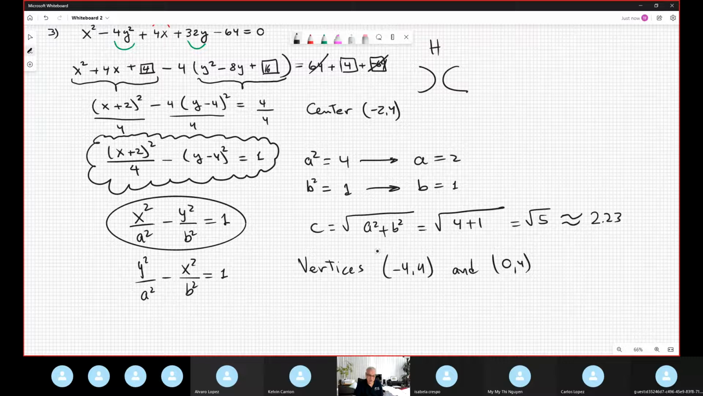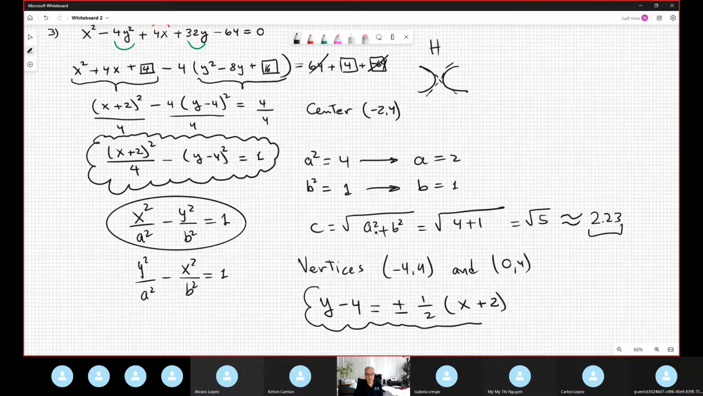Okay, now the foci are a little bit complicated because this is in decimal, and the equation for the asymptotes is important information. For the hyperbola, y minus 4 is equal to plus and minus b over a, with b is 1, a is 2, times x plus 2. Okay, this is the equation for the asymptotes of this hyperbola. Any question?